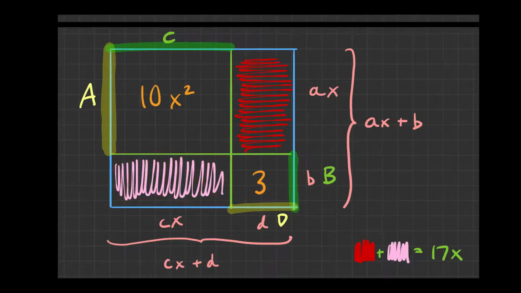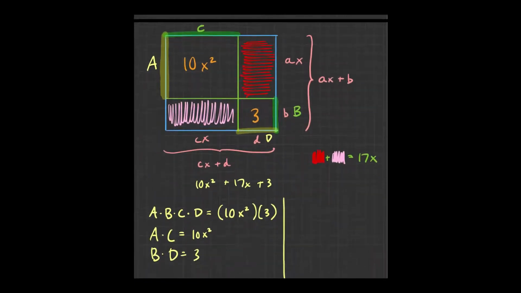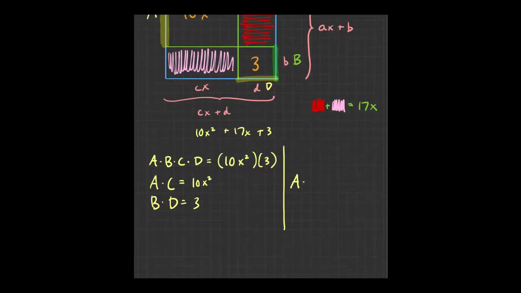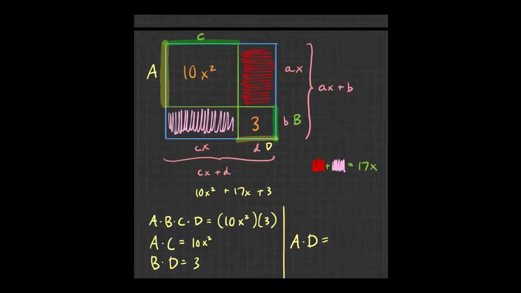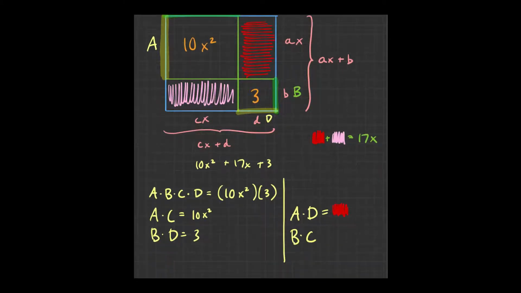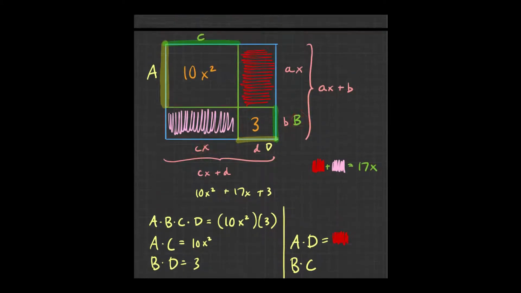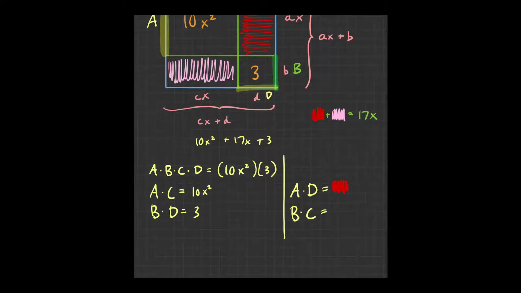So let's write some of that down. So A times D is equal to, what do we call that? Red. That's the red area. And then also we have that B times C is this area right here, the purple area. B times C, right? Because this is C and this is B. So B times C is equal to the purple area.